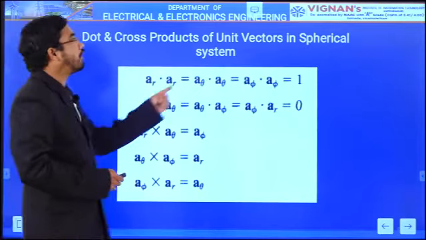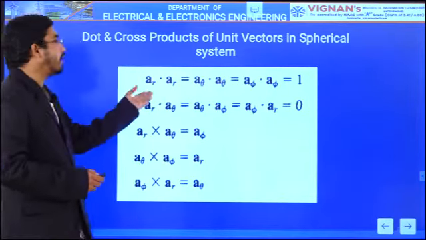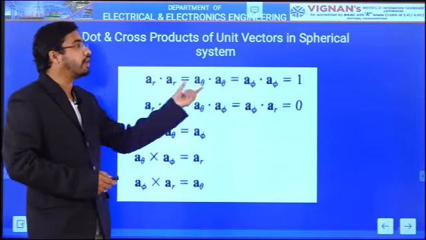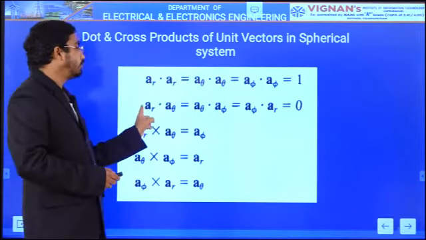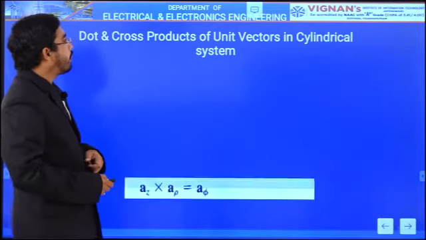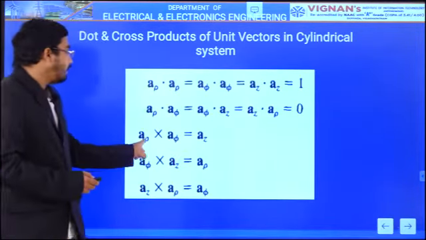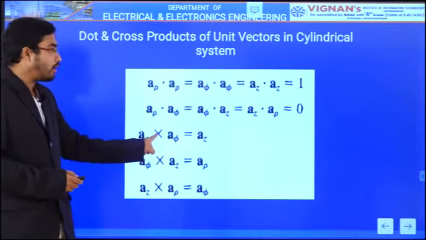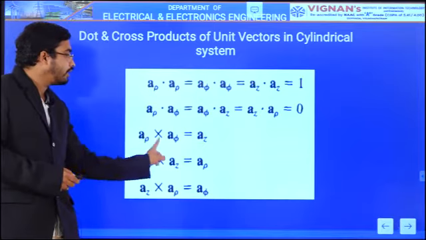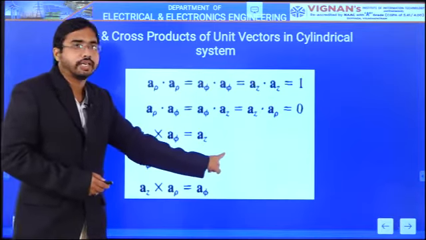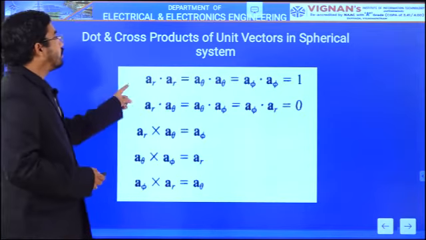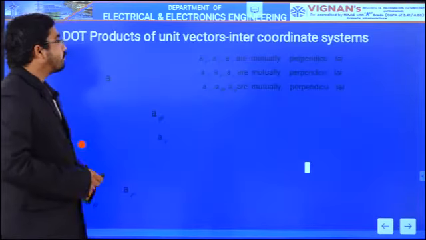Next, dot and cross product of unit vectors in spherical system is like this. We already know that the dot product of two similar vectors is always equal to 1. Two different vectors' dot product is always equal to 0, and for two different vectors' cross product, the resultant is the third one. If you take two coordinates here, the resultant is the third coordinate. We can clearly observe that. Next, this is the spherical system.